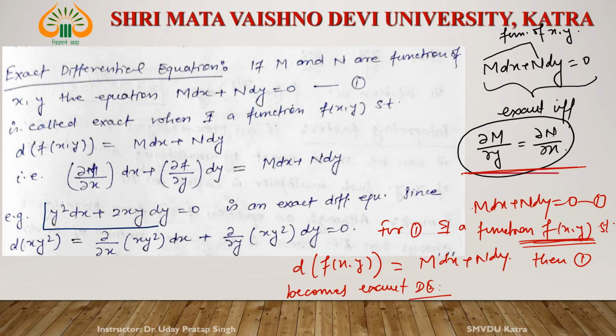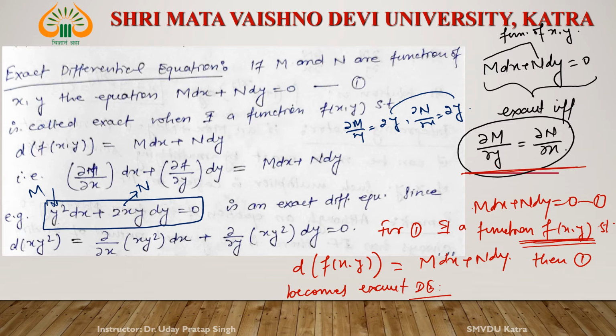Let us consider this. M dx, M is y square, and this one is capital N. So what is ∂M/∂y? It is equal to 2y. And what is ∂N/∂x? ∂N/∂x is 2y. So these two are equal. Hence the equation is exact by this method. By this method, this is exact.